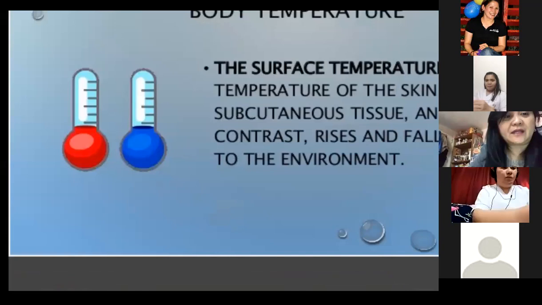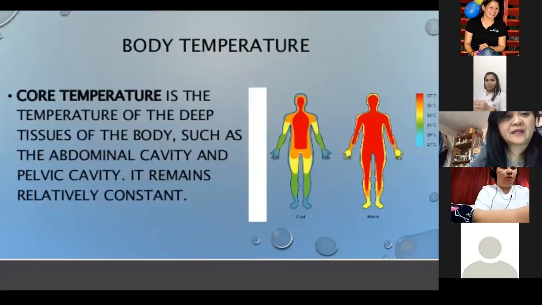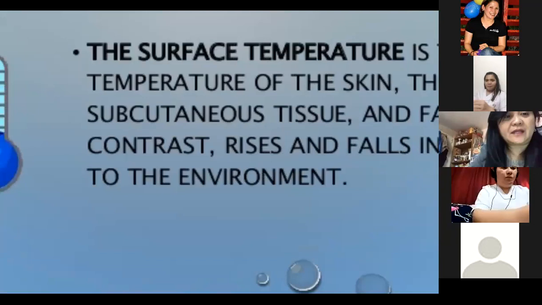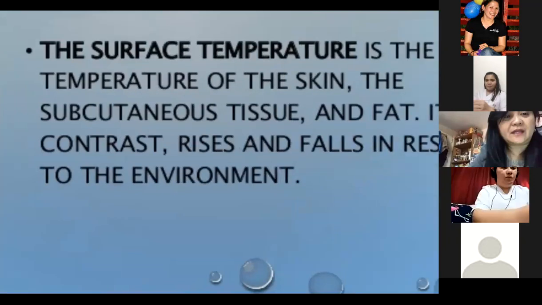Our temperature depends on how our body reacts inside us, inside the abdominal cavity, pelvic cavity, and all of our body. It also depends on how the environment responds.